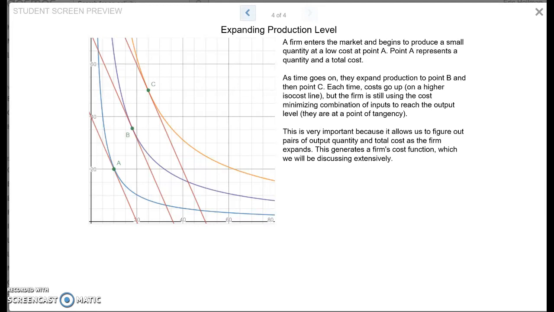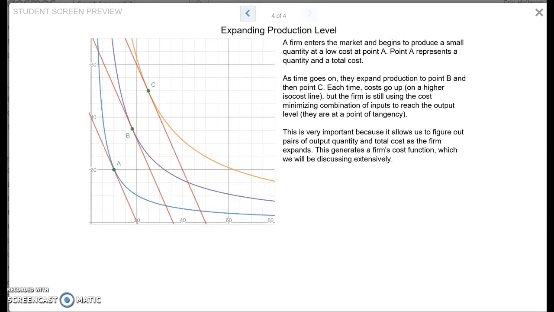Okay, so this is looking at what happens to a firm as it wants to expand. Again, we're going to start at point A in this diagram. Let's say over time the firm becomes more and more popular, so they want to produce more and more. Maybe when they start, they are producing a quantity of 10. And then in the next year, they want to expand their output to 30. So now they want to reach the purple isoquant.